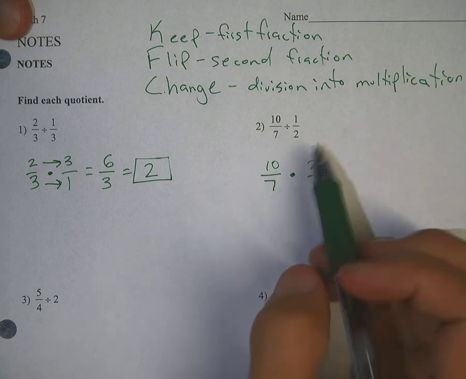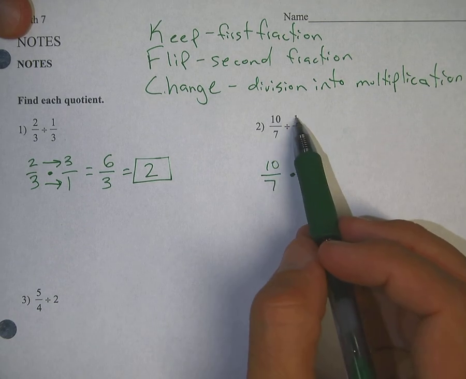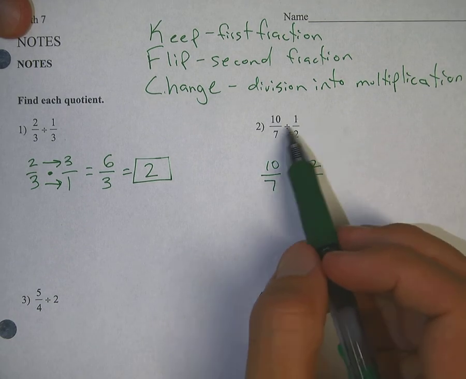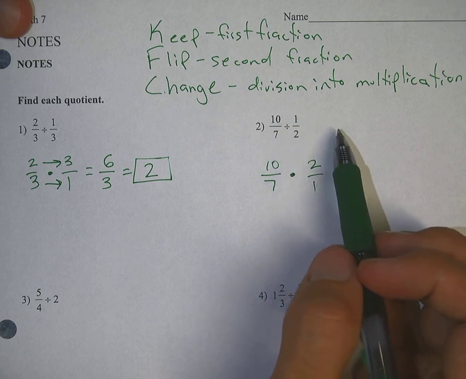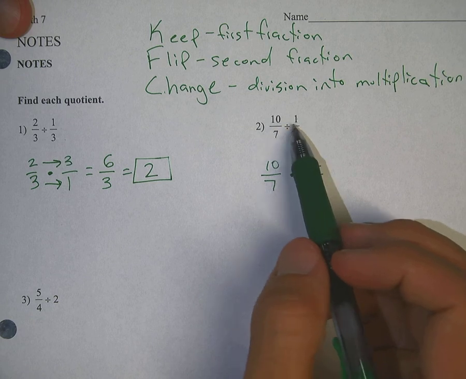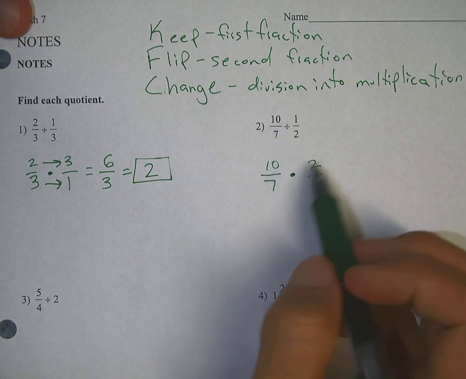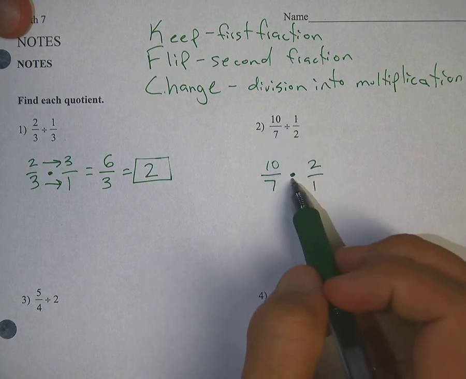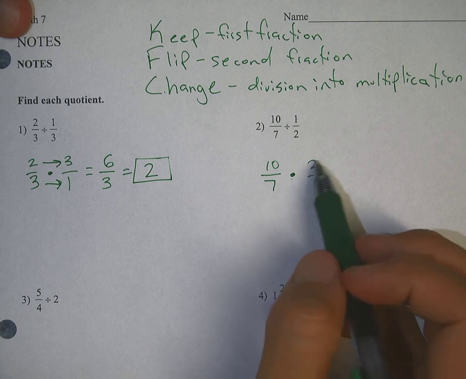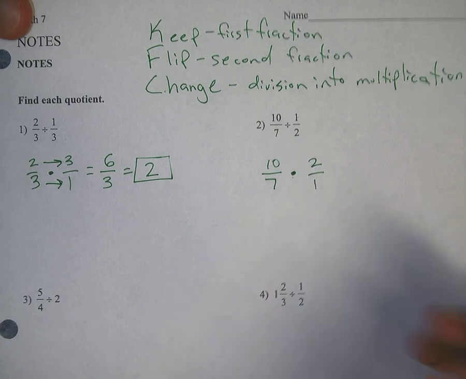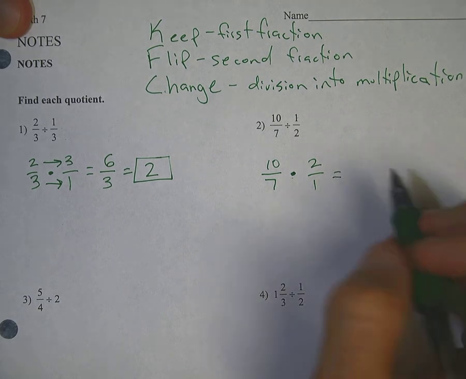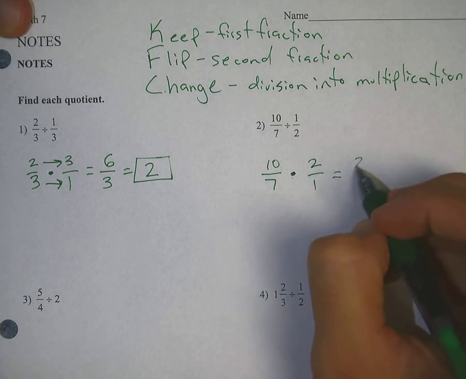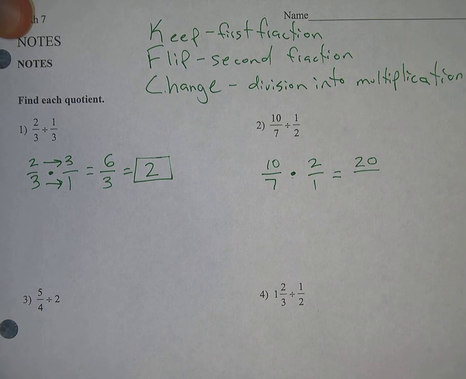Now, technically, you are allowed to divide straight across, and 10 divided by 1 is 10, but 7 divided by 2 is not such a nice number. And so to avoid those ugly numbers that we get from dividing things that don't go in evenly, we use the inverse function, which is multiplication. Okay, and this is called your reciprocal. It flips the second fraction. Now we can just multiply straight across like we're used to. So 10 times 2 is 20, and then 7 times 1 is 7.